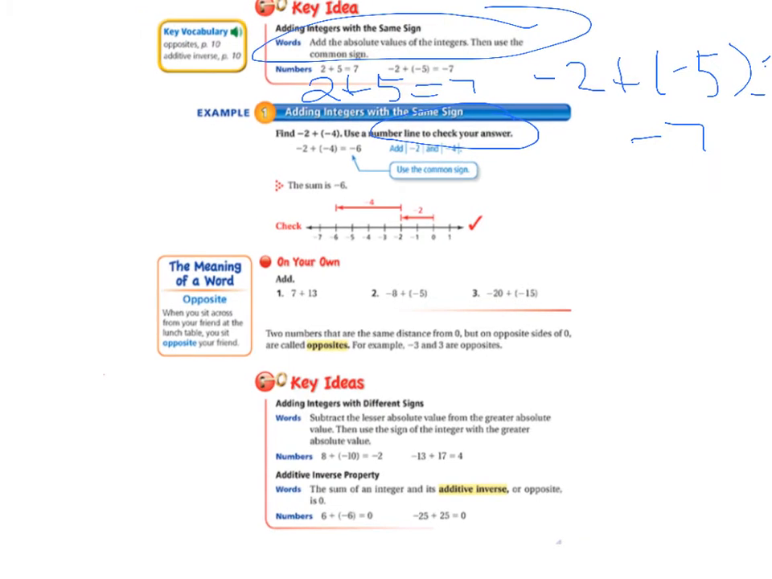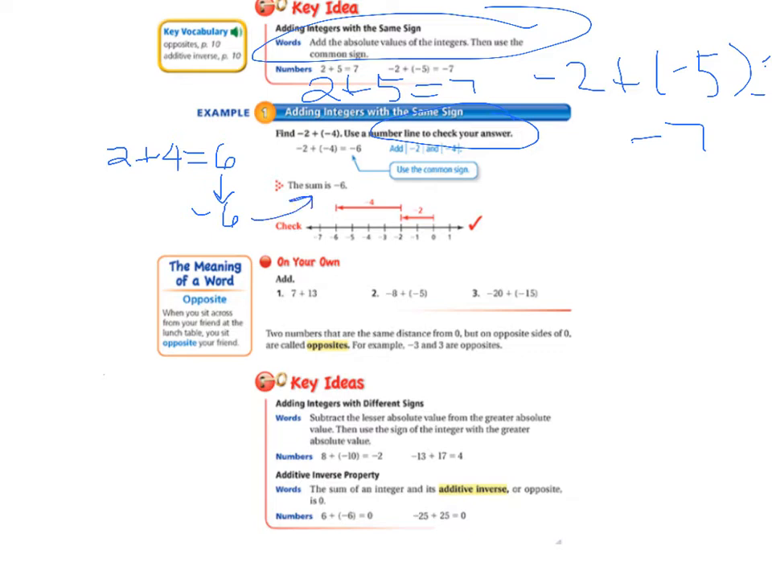we would be adding the absolute value of negative 2 and the absolute value of negative 4. So the absolute value of negative 2 is 2. I'm going to write this off to the side over here. And the absolute value of negative 4 is 4, and that equals 6. And then it says use the common sign. So they are both negatives, so we would make that a negative 6. So the sum is negative 6.